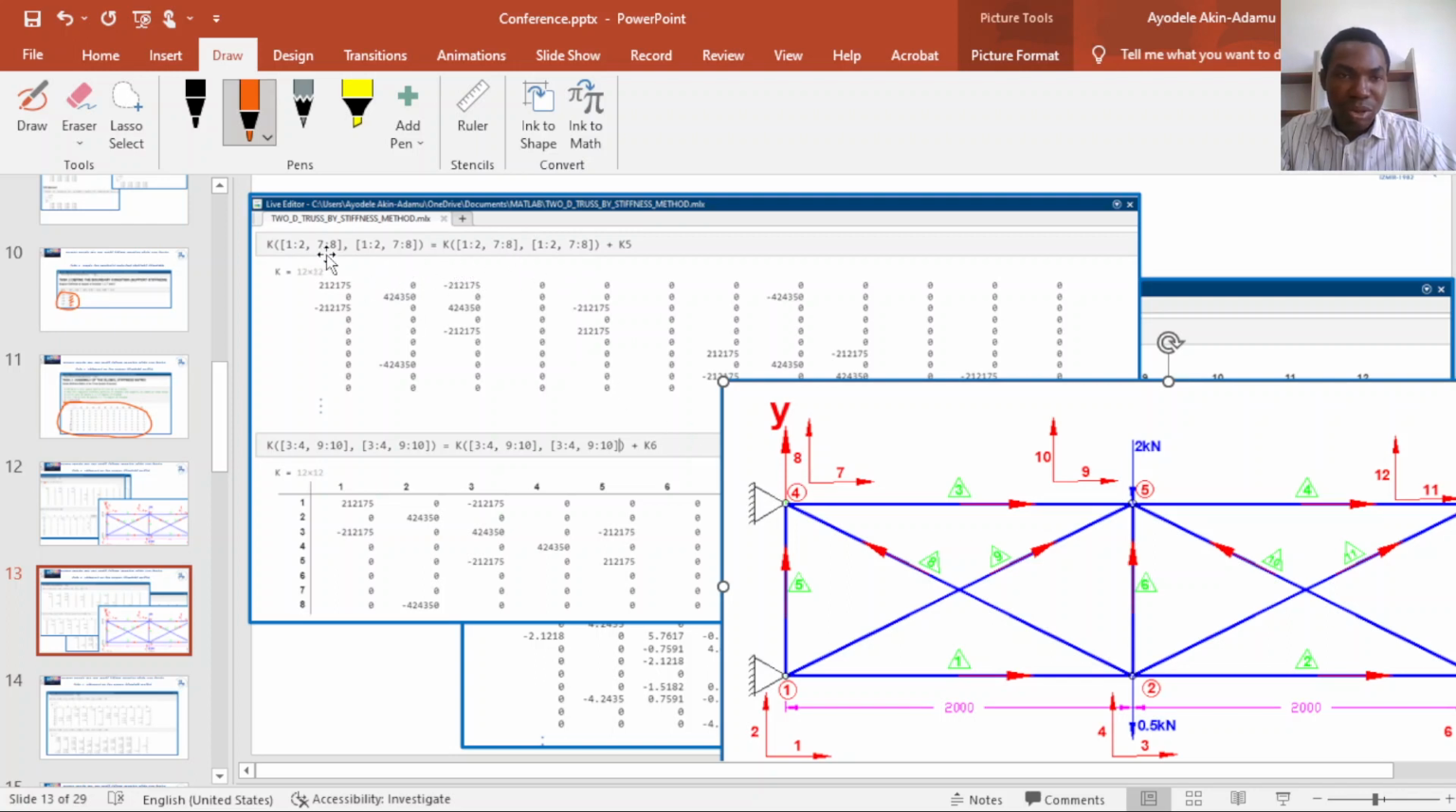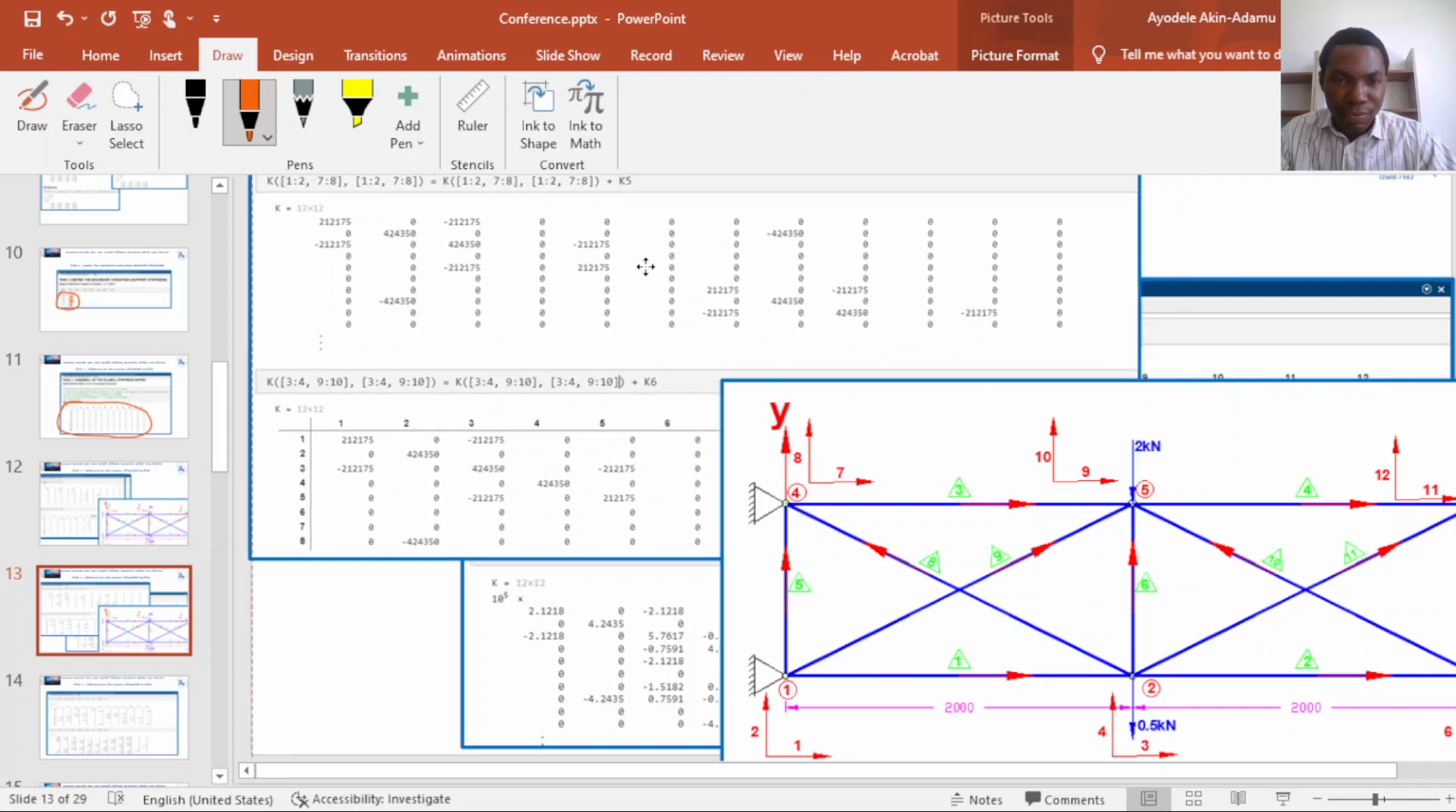So 1, 2, 7 and 8: 1 colon 2 comma 7 colon 8. In a square bracket, open another square bracket, 1 colon 2 comma 7 colon 8. You close the square bracket, and you close the outer bracket again, equals to, you repeat what you wrote on the left hand side on the right hand side, and you add K5 to it. So if you write it in this manner, K5 will be added at the appropriate location.